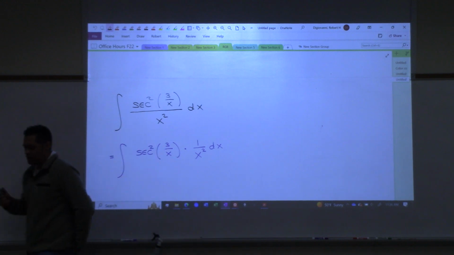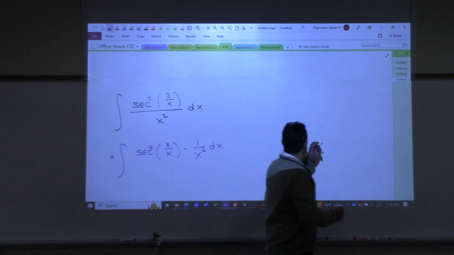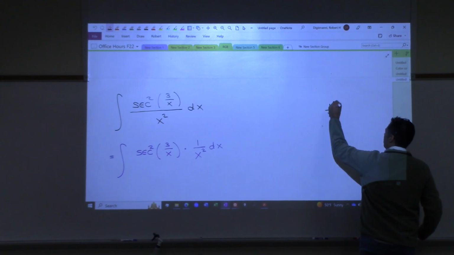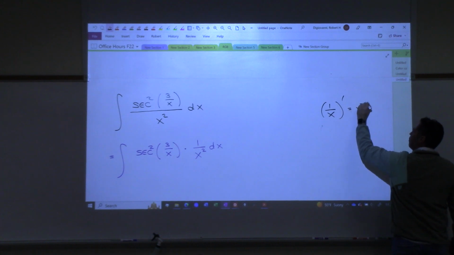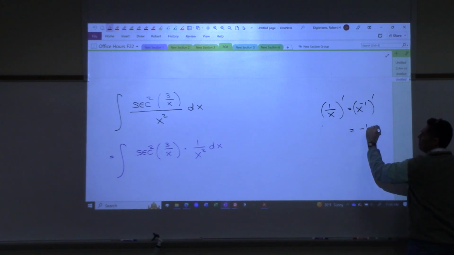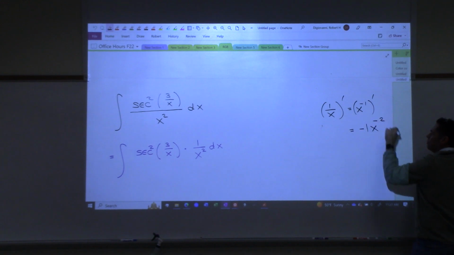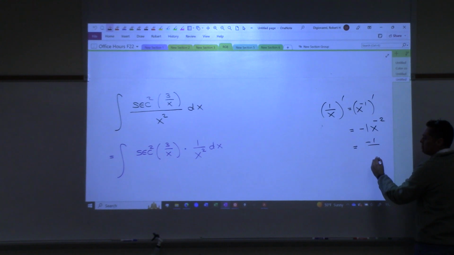For those of you who think you know what it is, what is it that is very helpful to know the derivative of? 1 over x. What is the derivative of 1 over x? Not the antiderivative. What's the derivative of 1 over x? Well, that's x to the negative 1, right? Take its derivative, what do you get? Negative 1, bring the power out, right? Negative 1, x to the negative 2, right? Which is really what? Negative 1 over x squared.